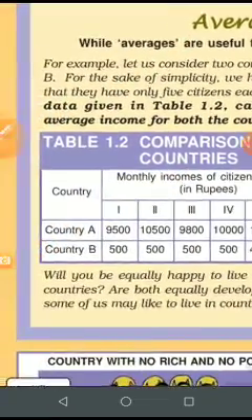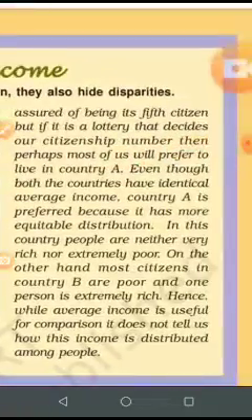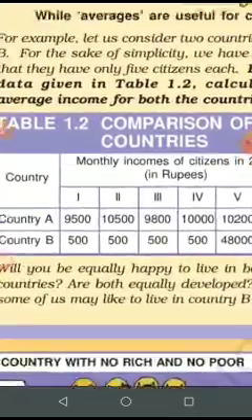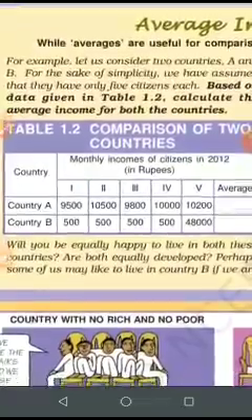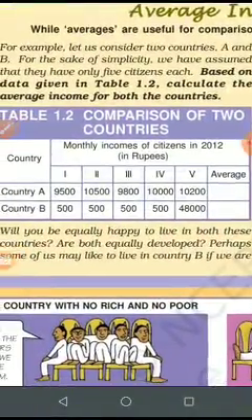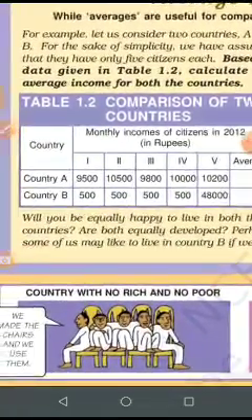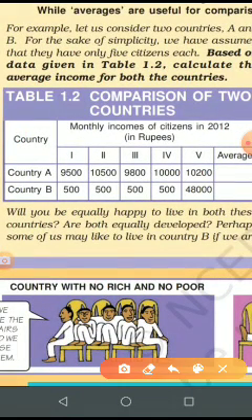Now today, in this video, we will be talking about the basic criteria for comparison. As I told you, we will understand it with the help of an example. Two countries we have taken, A and B, and just to make it simple, we have assumed that they have only five citizens. Because it is an example, five citizens have been taken. You will calculate the average income for both countries, country A and country B.